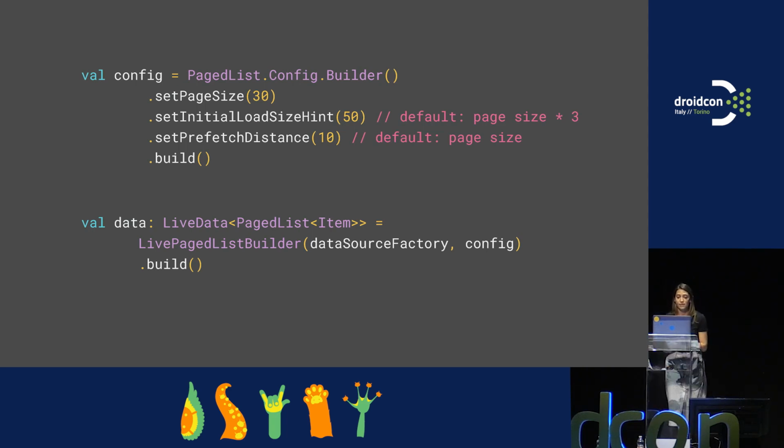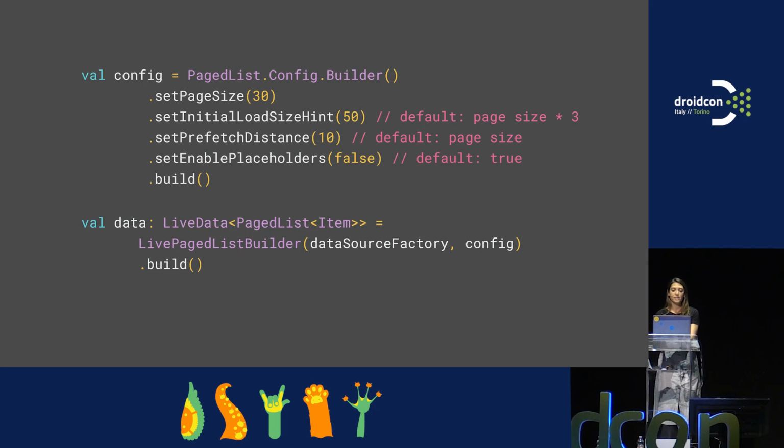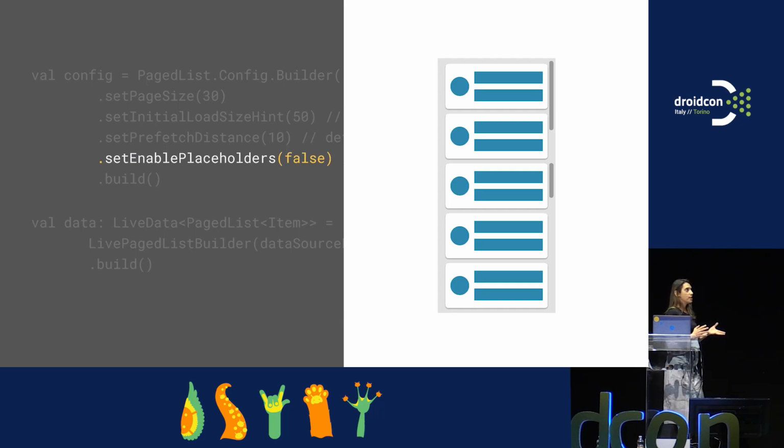And then the final setting that we have is whether we should enable placeholders or not. So let's see what placeholders mean. Let's say that for now we set placeholders to be false. Let's see what happens with our list. So our data is retrieved, the list is displayed.